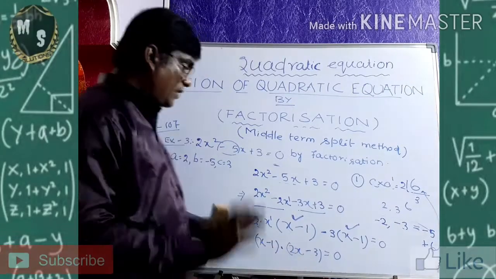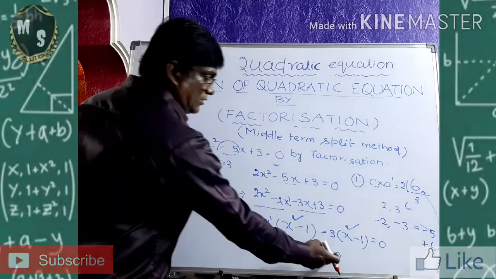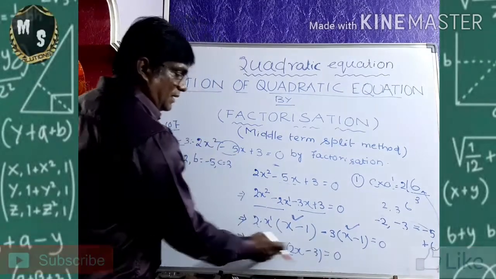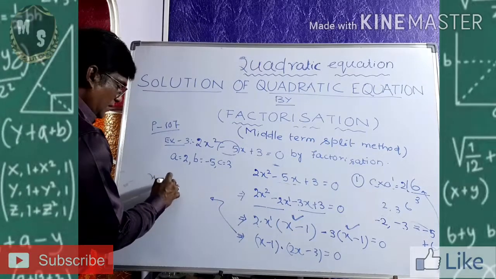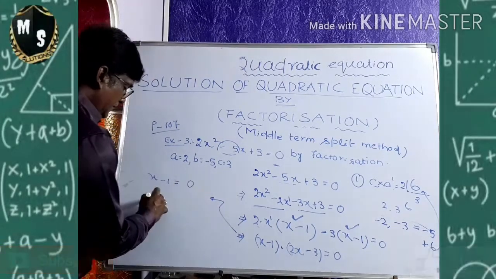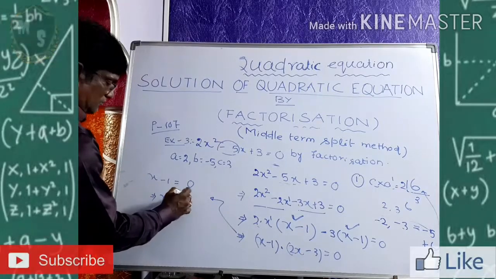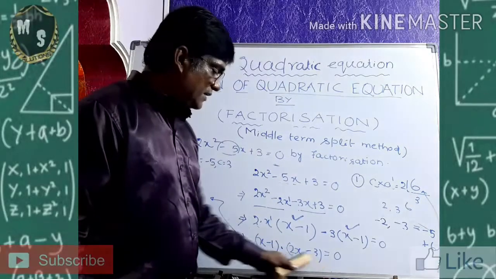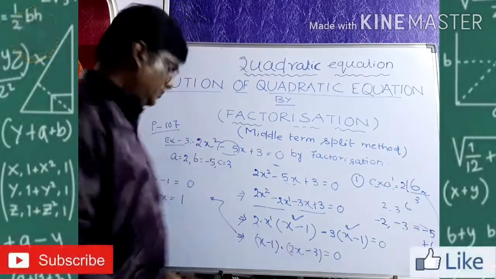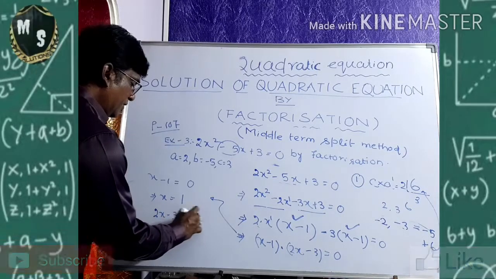Clear? Now what I am doing, I am taking x minus 1 as equal to 0. So now see the next part. X minus 1 is equal to 0 implies x is equal to 0 plus 1, that is 1. Clear? Now go for the second factor. 2x minus 3 equal to 0.